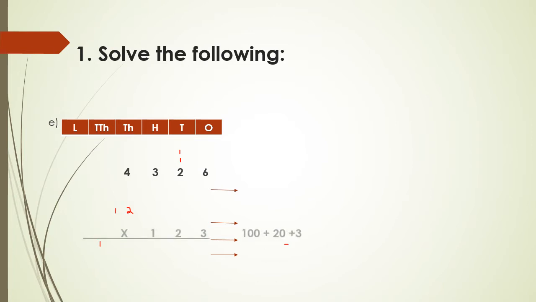4326 times 123. First step, what you have to do, you have to split the digit according to the place value. You will get 100 plus 20 plus 3. Second step, you have to multiply all the 4 digits by the number 3.